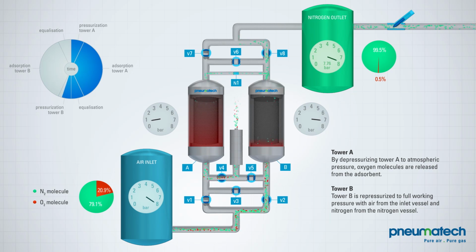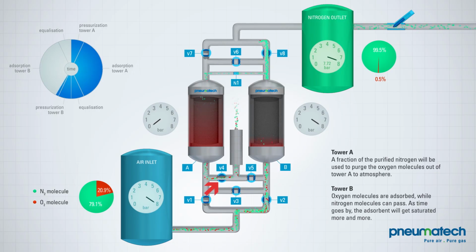When Tower B is fully pressurized, Tower A is at atmospheric pressure due to the opening of blow-off valve V4, and the whole process is repeated. Tower B starts adsorbing oxygen molecules. A small portion of the purified nitrogen from Tower B is purged over nozzle N1 to release the remaining oxygen molecules from Tower A. At the end of the adsorption phase of Tower B, the adsorbent will be saturated and a switch to Tower A is necessary.